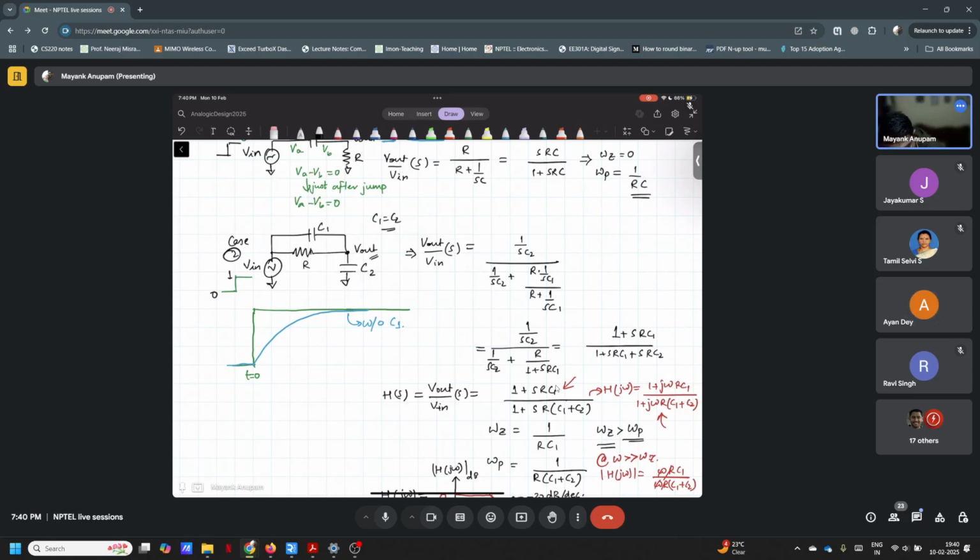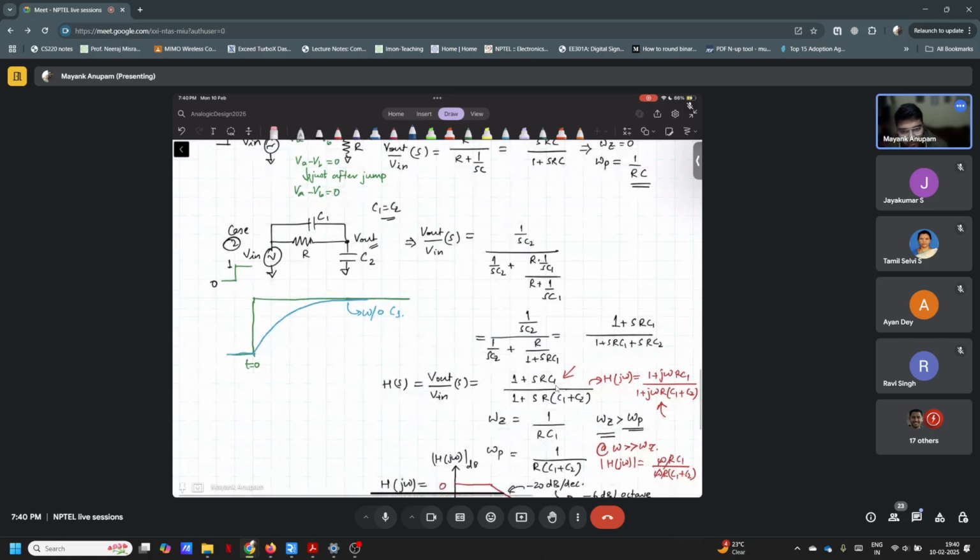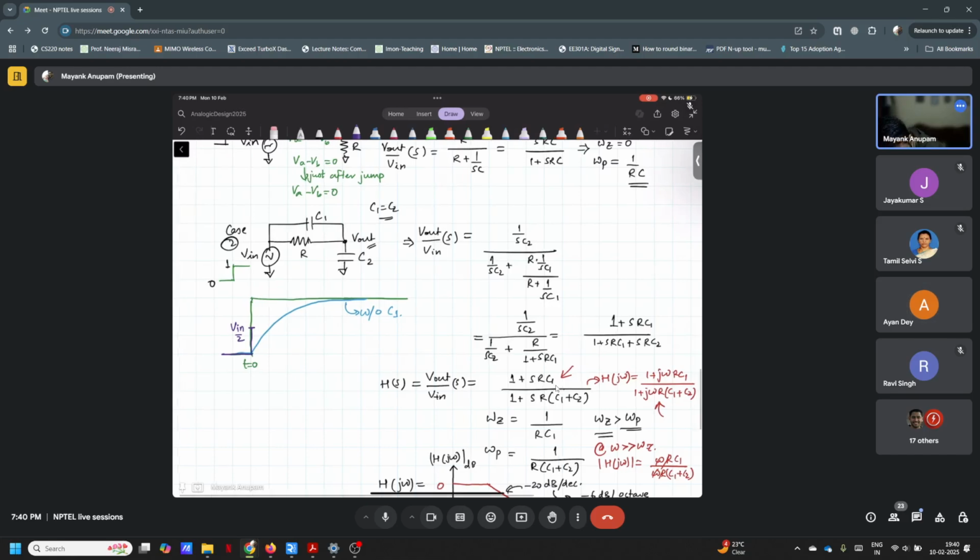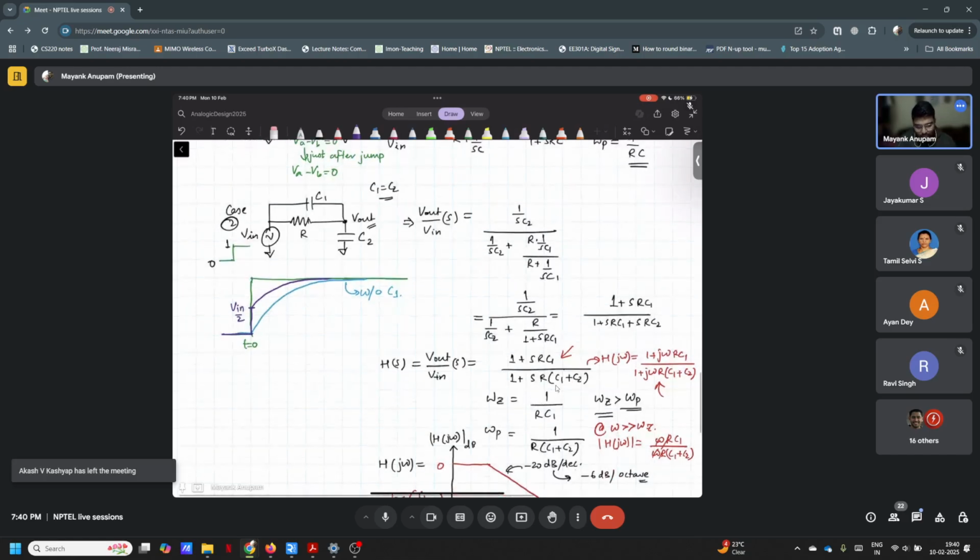V in by 2. Exactly. So V in by 2, exactly what? How will it look like? I'm asking. For t equal to 0 plus, it will become V in by 2. Exactly, exactly. Yes, good. So it will suddenly jump to V in by 2, instantaneously. And then after that it will start doing this, isn't it? Is that point understood?